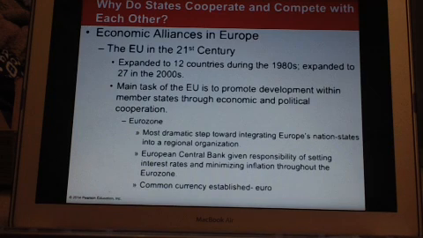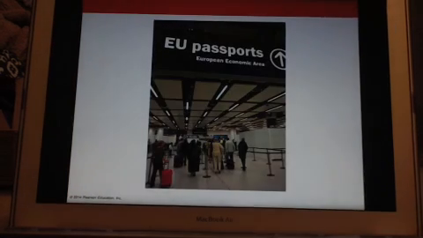Okay, so the EU in the 21st century has expanded from 12 countries during the 1980s to 27 in the 2000s. The main task of the EU is to promote development within member states through economic and political cooperation. So the Eurozone has been the most dramatic step toward integrating Europe's nation states into a regional organization. The European Central Bank has been given responsibility of setting interest rates and minimizing inflation throughout the Eurozone. And they have a common currency which has been established, and that is the euro.